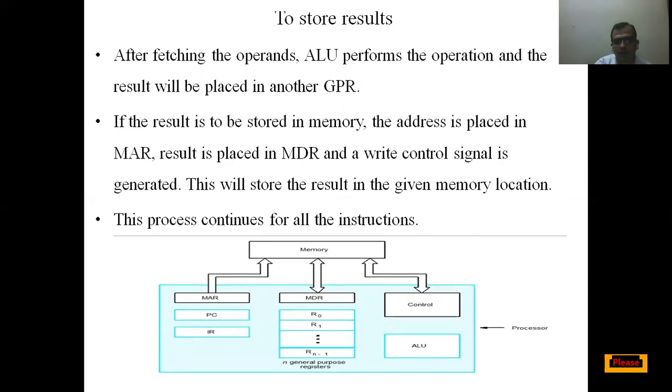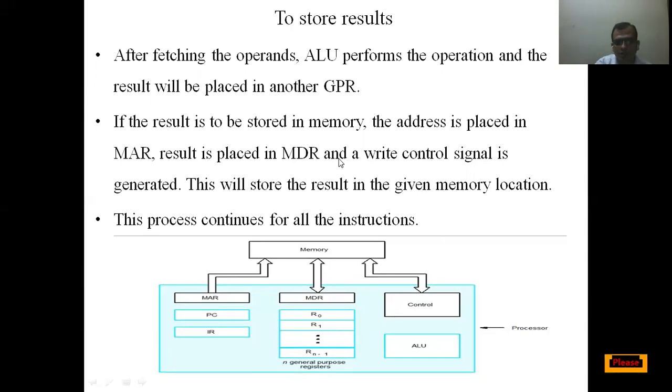So finally, after the data is processed by the control unit and the ALU, the processed result will be stored back to the register. After fetching the operands, the ALU performs the operation and the result will be placed into the GPR, nothing but the general purpose registers.